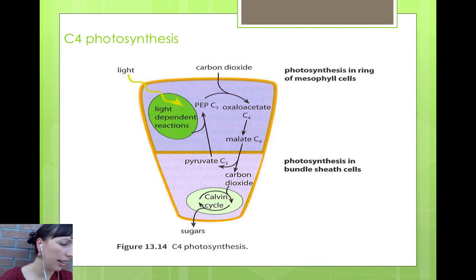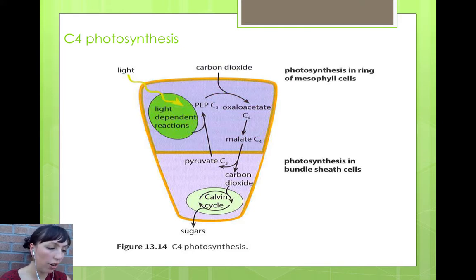Still inside the mesophyll cells, it is now converted to malate and is then passed on to the bundle sheath cells. So now the carbon dioxide is removed from the malate molecules and delivered to the RuBP by rubisco in the normal way. The light independent reaction then proceeds as usual from there.